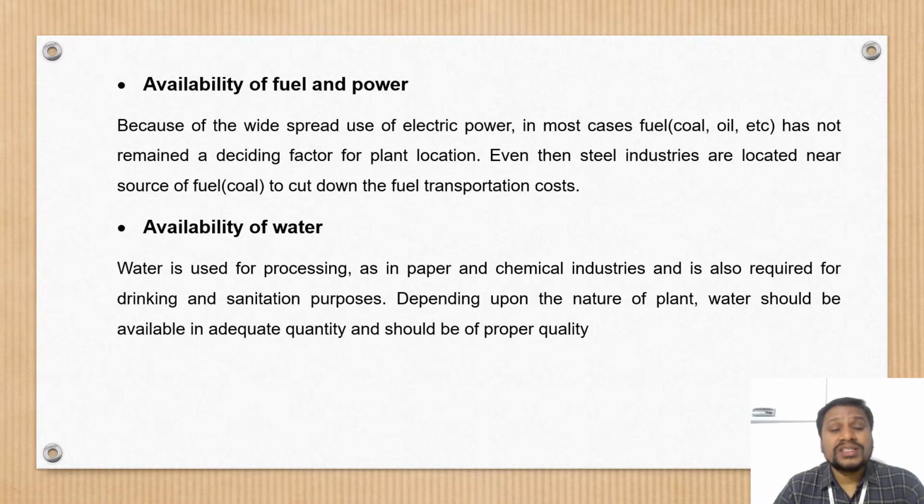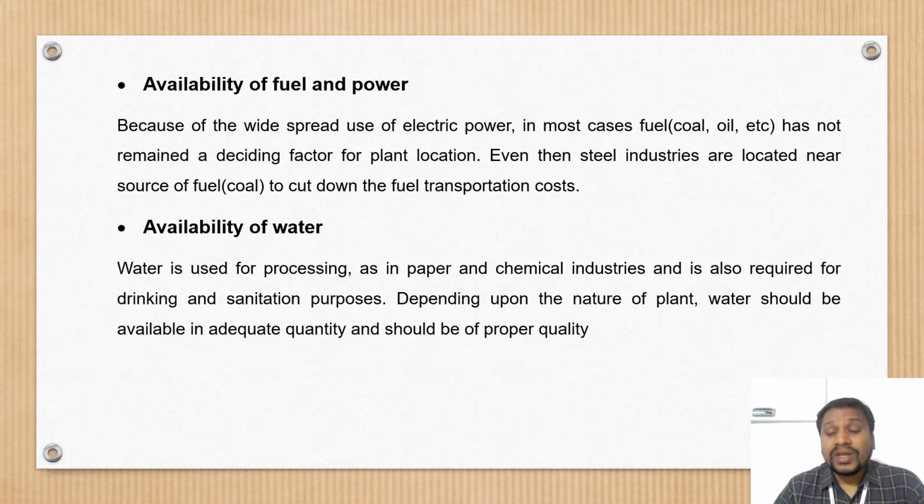Okay, so next is the availability of water. Depending upon the nature of the plant, water should be available in adequate quantity and of proper quality. So the next important factor is the availability of water source.